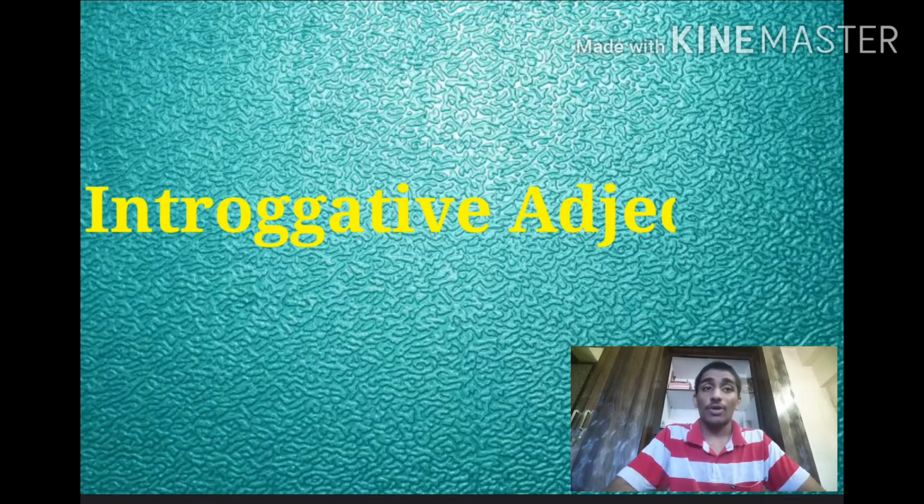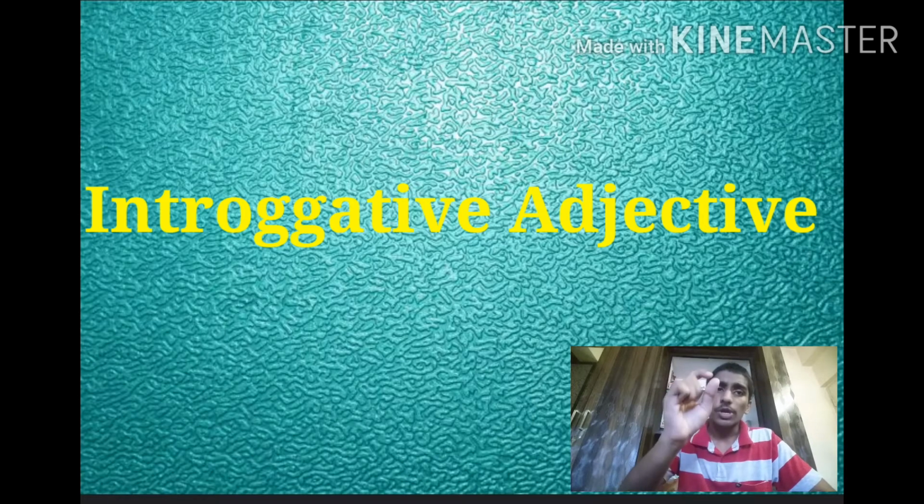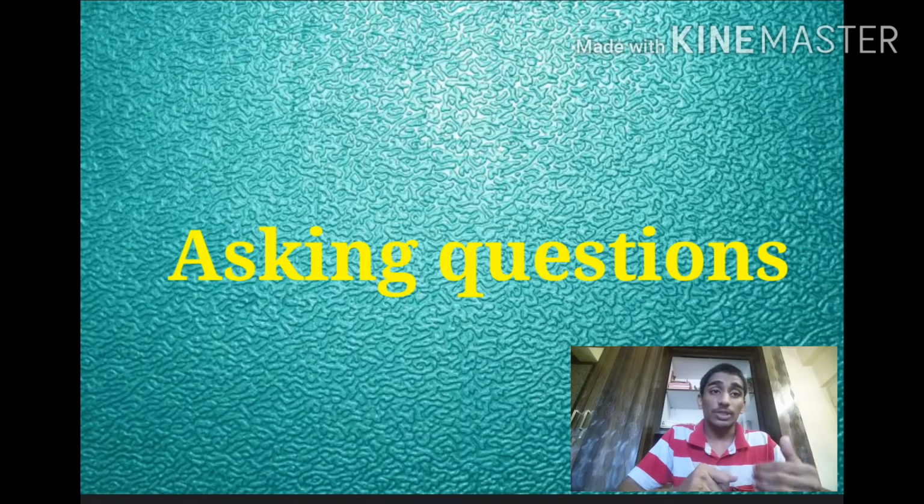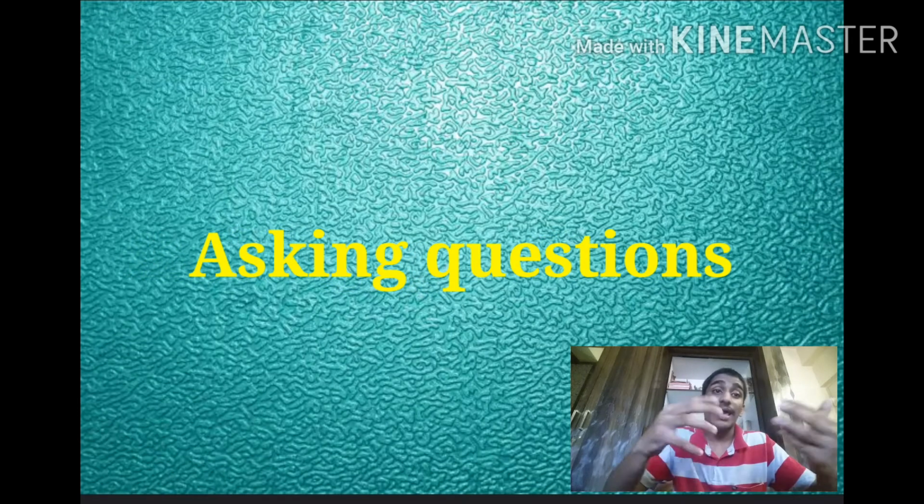Let's move to the next type of adjective, that is interrogative adjective. What is interrogative adjective? Interrogative, the word itself tells you interrogation. Interrogation means asking questions. You may have heard the sentence most of the time, there was an interrogation between two people. What does interrogation here mean? Asking questions, the questions asked, the questionnaire, or asking questions to each other. Interrogation between police and the criminal. Interrogation means asking questions.